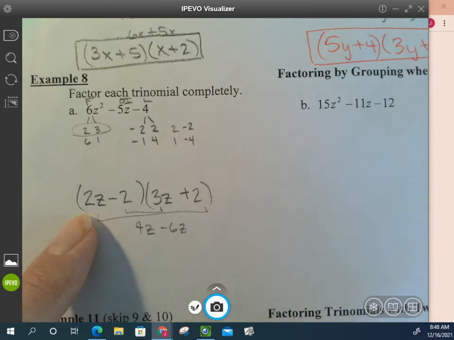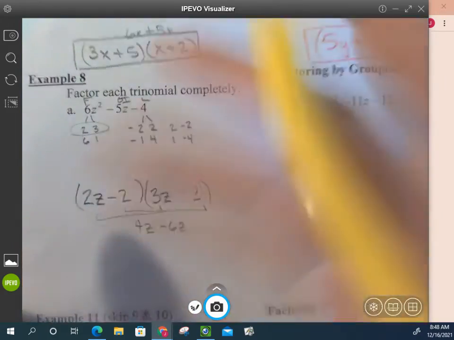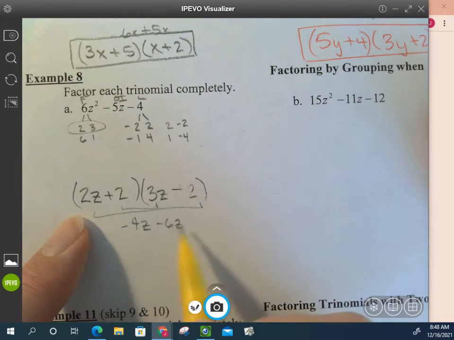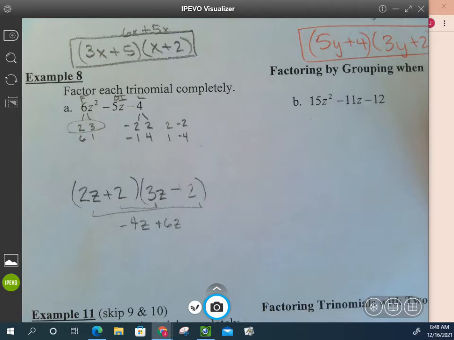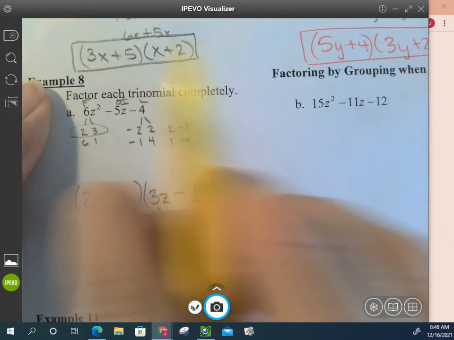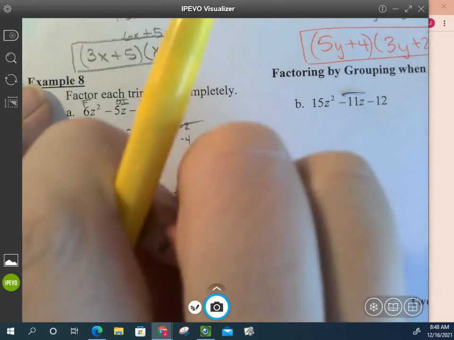Now, if I switch signs, if you remember talking about signs, I just want to show you that now I have a negative 4 and a positive 6. So I would either get a positive 2z or a negative 2z. So if I get the wrong number, I just switch numbers because the signs are an easy fix. So let's throw that out. I'm going to throw out the 2's, and I'm going to try my 1 and my 4.